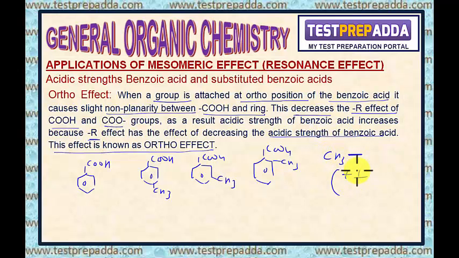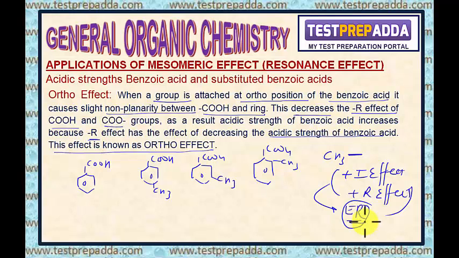CH3 is plus I effect group and plus R effect group. So overall it is electron releasing group. Everywhere electron releasing. Here both plus R and plus I will work. Here only plus I will work. Here both plus I and plus R will work. Here no electron releasing group. So this should be the most acidic among all possible compounds here.